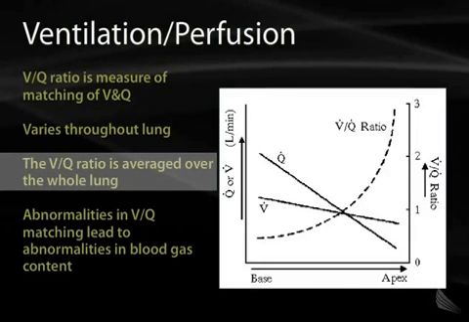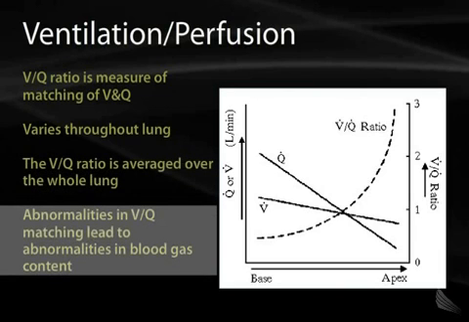If we look at the ventilation-perfusion ratio, we can see that it's highest at the apex. The VQ ratio is an idealized concept, and it's averaged throughout the whole lung. When we think about abnormalities in VQ mismatching, we don't think about a specific V to Q ratio. Let's introduce the extremes of ventilation and perfusion to make this point.